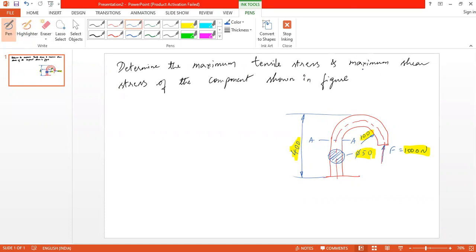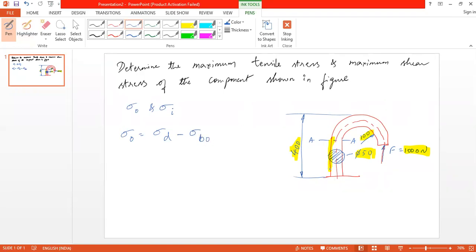To find the maximum shear stress and maximum tensile stress, I need to know the value of sigma naught and sigma i, that is, the stress at the outer fiber and the stress at the inner fiber. I need to find out these two values. If you look at the outer surface, it is under the direct stress and the bending stress, which is compressive in nature. So sigma naught is equal to sigma d minus sigma d naught.